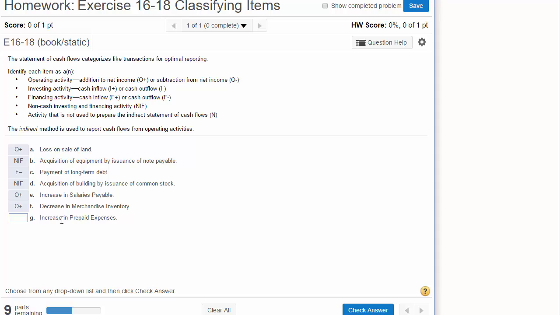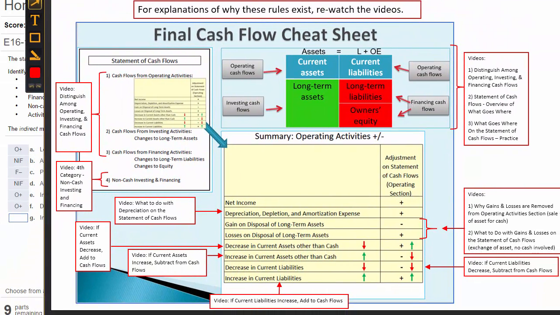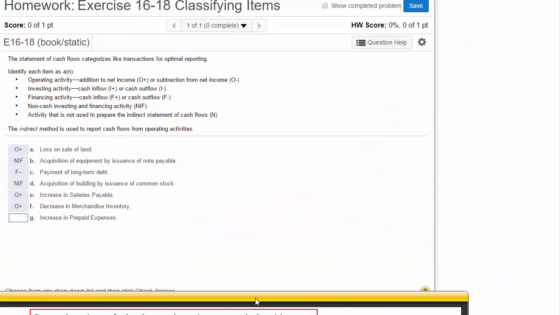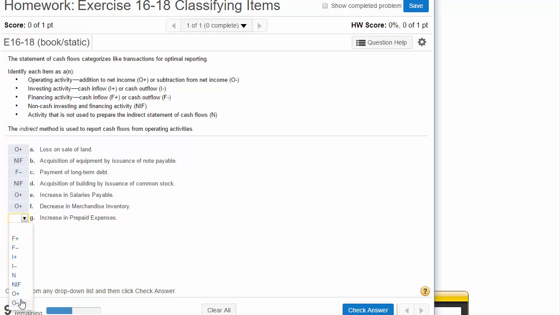We have an increase in a prepaid expense. Prepaid expenses are like prepaying insurance or prepaying rent. These are assets since they have a future value, and since prepaid insurance and prepaid rent are going to expire within a year, it's a current asset. The rule says an increase in a current asset other than cash, we're going to subtract. So an O minus. That makes sense. If you buy insurance, then cash must have gone down, so we subtract.